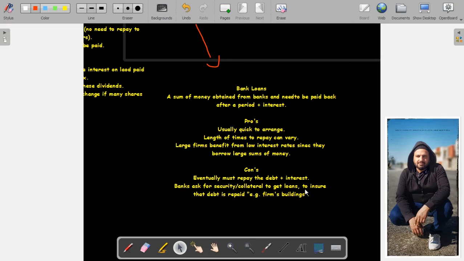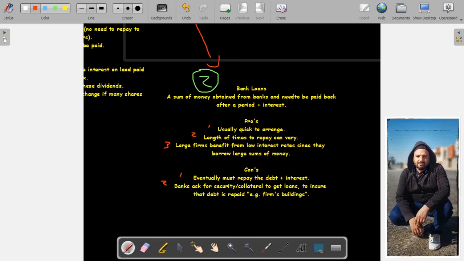This is about the bank loan as a method, method number two as an external finance method. These are the advantages, 1, 2, 3, and there are 2 disadvantages. Let's talk about the other external finance methods or types. There are 2 of them, actually there are 3 of them.